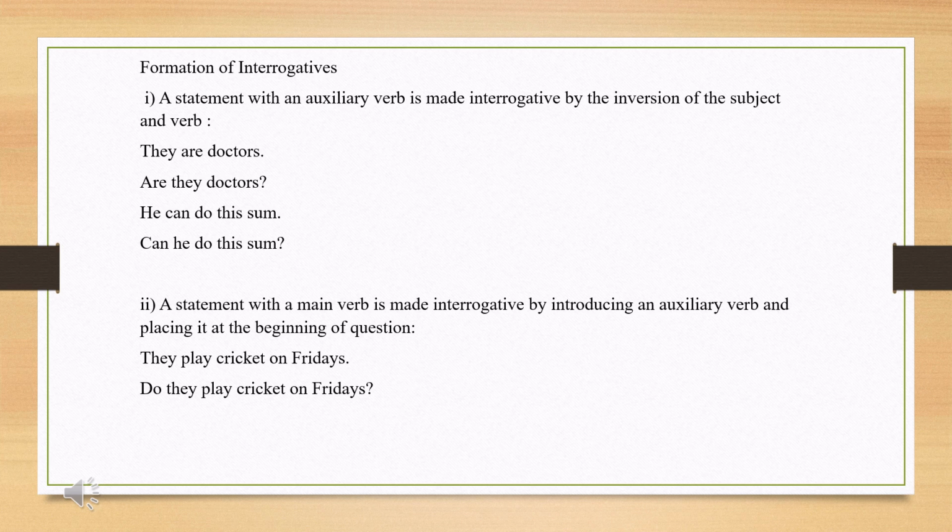Second one, a statement with a main verb is made interrogative by introducing an auxiliary verb and placing it at the beginning of the question. Look at the example sentence. They play cricket on Fridays. It is a statement. Play is a main verb. There is no auxiliary verb in this sentence, so we should use do forms to make an interrogative sentence. These do forms are used based on the tense of the verb in the given sentence and the number of the subject.